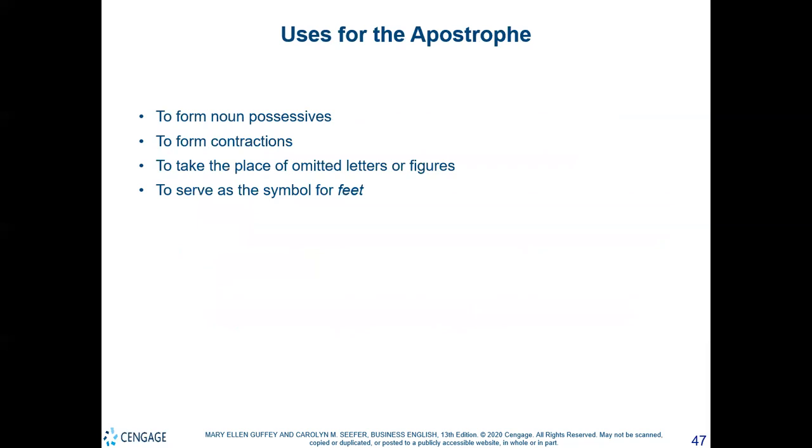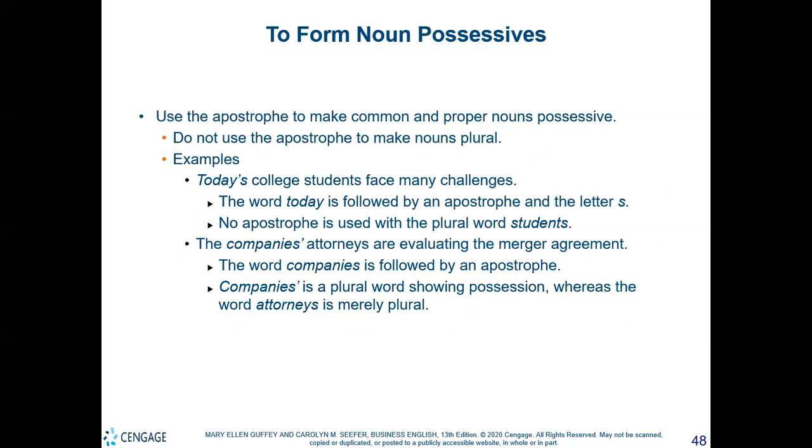Uses for the apostrophe: to form noun possessives, to form contractions, to take the place of omitted letters or figures, and to serve as a symbol for feet. Use an apostrophe to make common and proper nouns possessive. Do not use an apostrophe to make plural nouns plural. Example: Today's college students face many challenges.